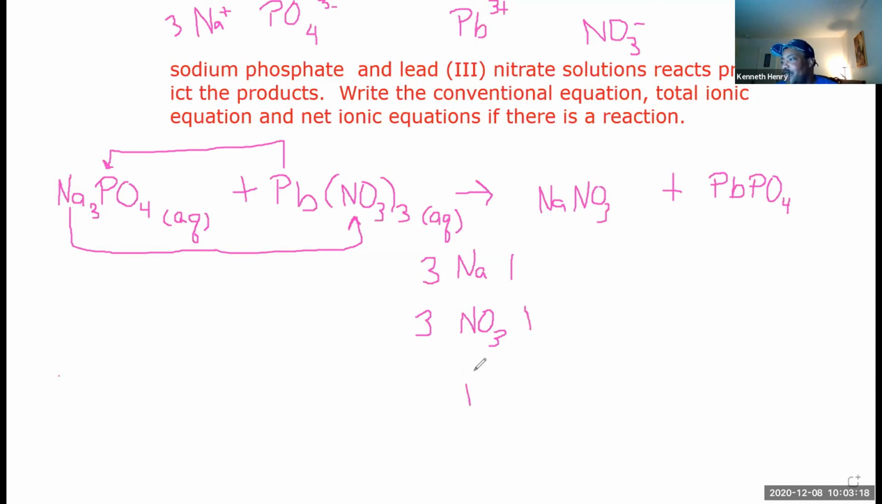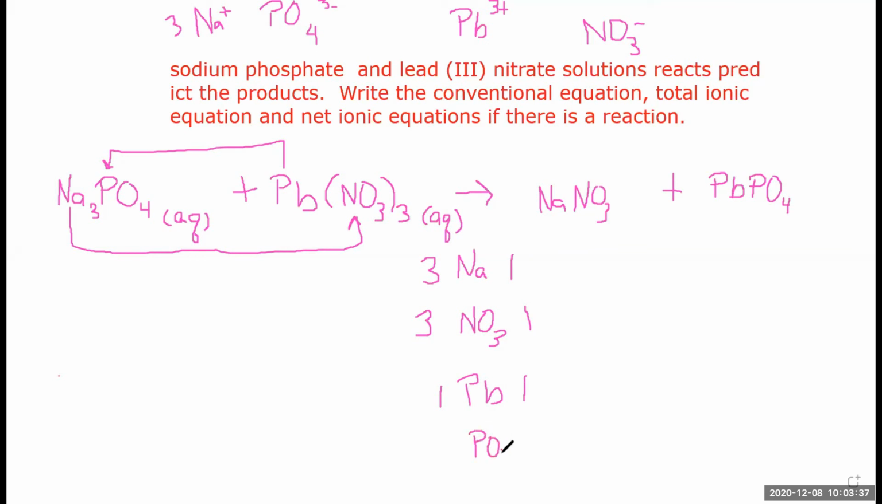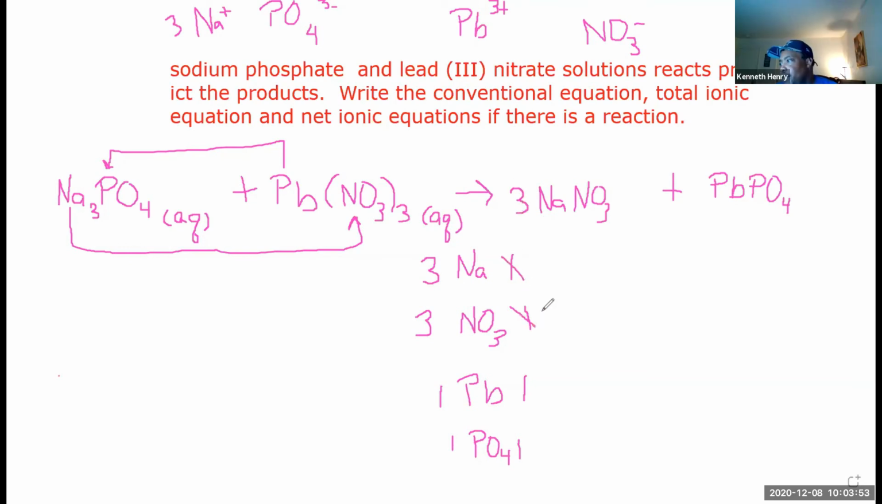And then lead. How many lead do we have on the reactant side? 1. And on the product side? 1. And phosphates? 1 and 1. So the phosphates are good, those are balanced. So what coefficient do we need to put in front of the sodium nitrate so that we'd be balanced? A 3. Okay, so then that gives me 3, 3. So everything is balanced.